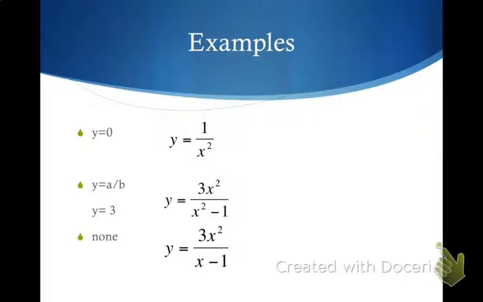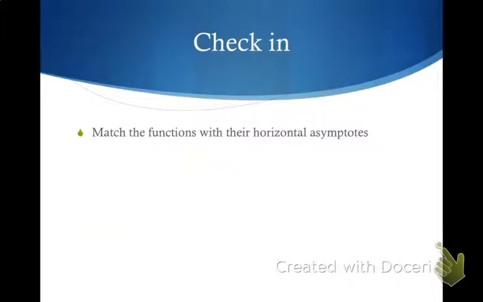So in the first example, the degree is greater in the denominator, so we get y equals 0. In the second one, they're equal, so we do 3 divided by 1, which gives us 3. And in the last one, the degree is greater in the numerator, so there is no horizontal asymptote. So this will be a short question for you to answer.